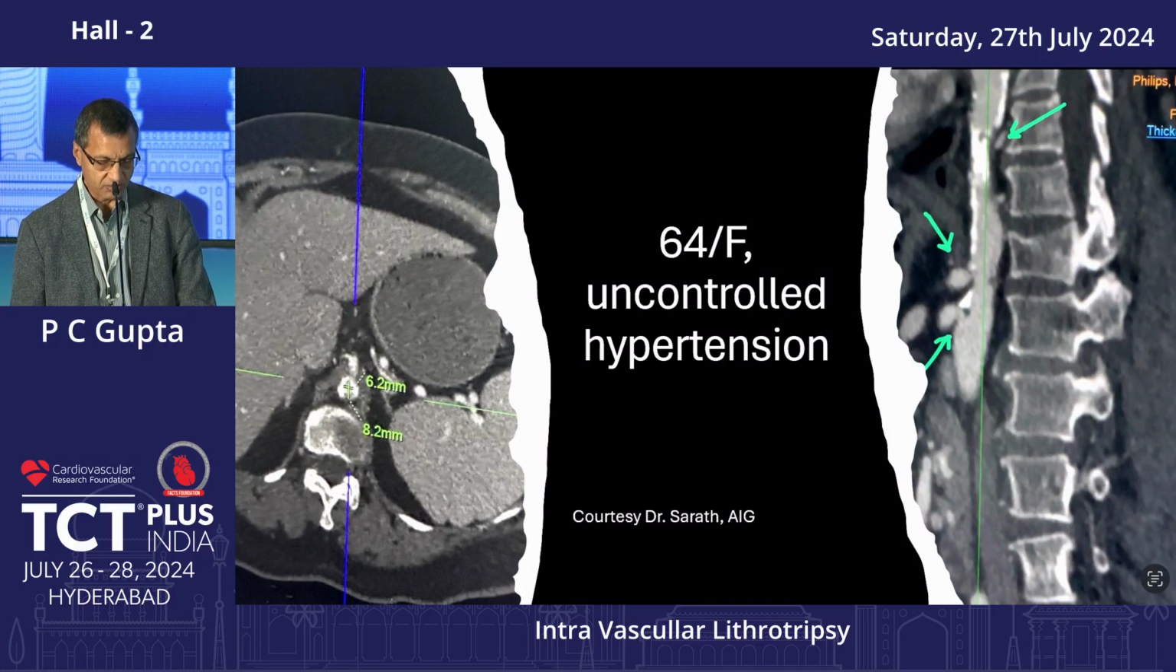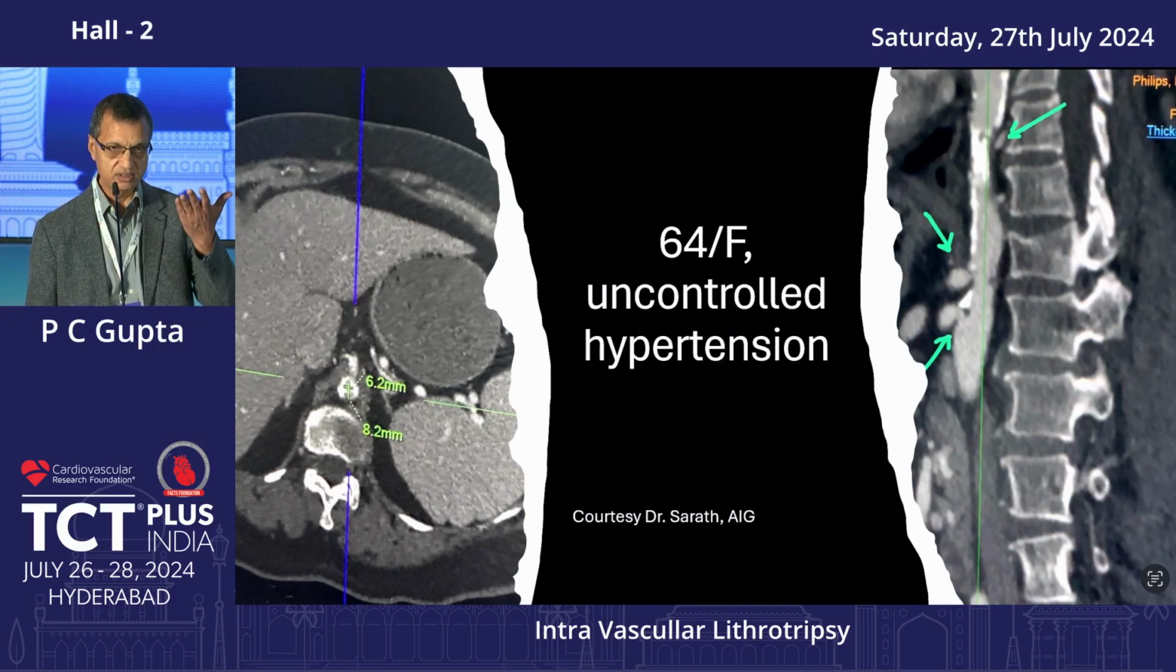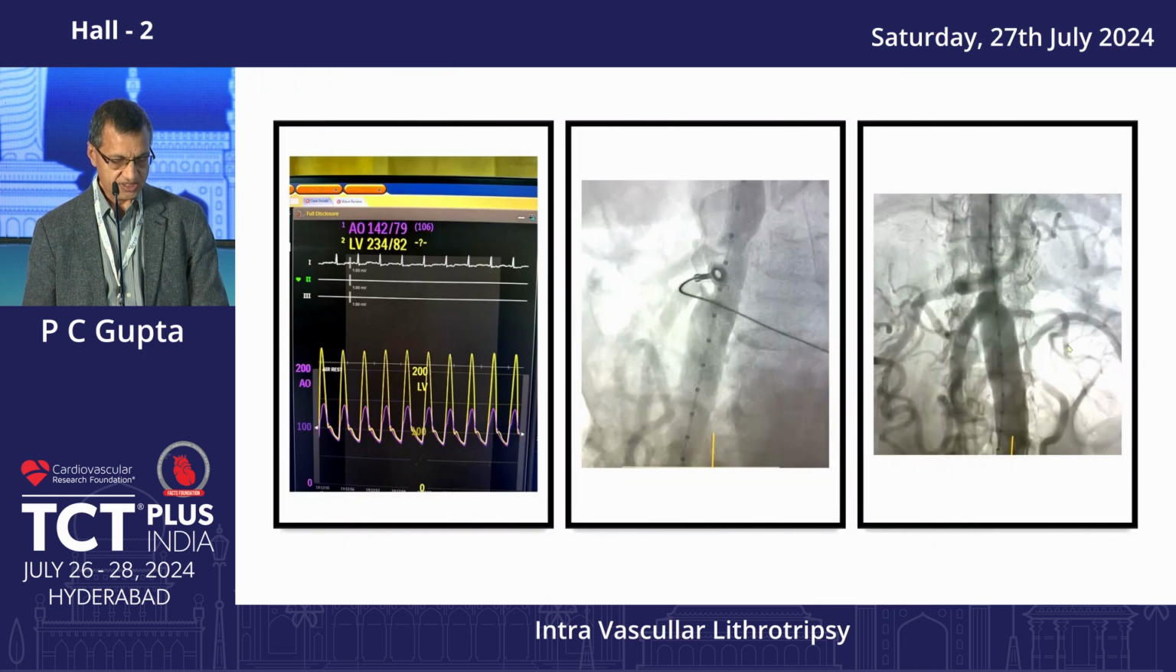This is a case I have borrowed from a colleague of mine working in Dr. Rajiv's hospital, AIG. So this is a lady who was coming with repeated hypertensive episodes. There was a very tight stenosis in the aorta just above the celiac artery, measuring around 6.2 mm. And she was considered extremely high risk for open surgery, where we could have normally done an aorto-aortic bypass. And you can see the pressure gradient.